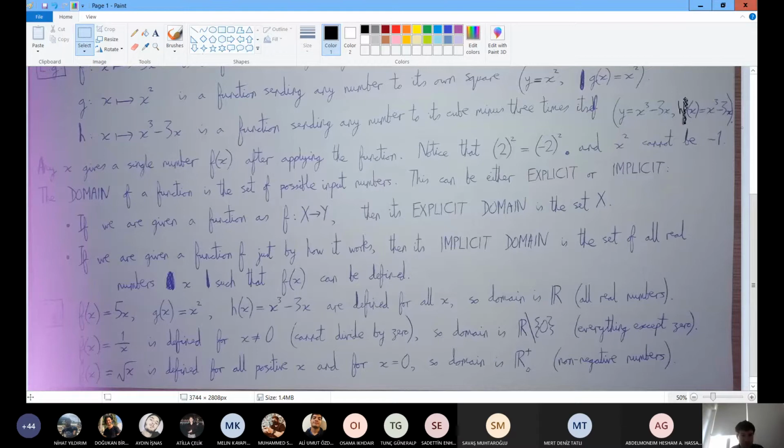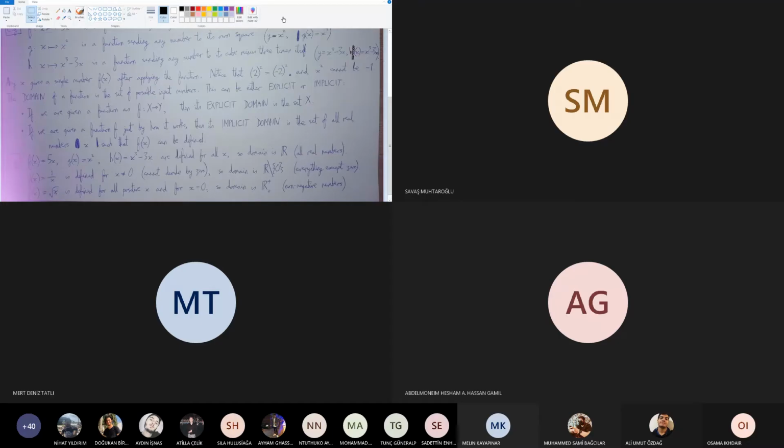Okay, so that's the domain. It's the set of possible input numbers. Then what about the set of possible output numbers? This is something that we call the range. So now I'm going to stop sharing for a second and move to the next page.